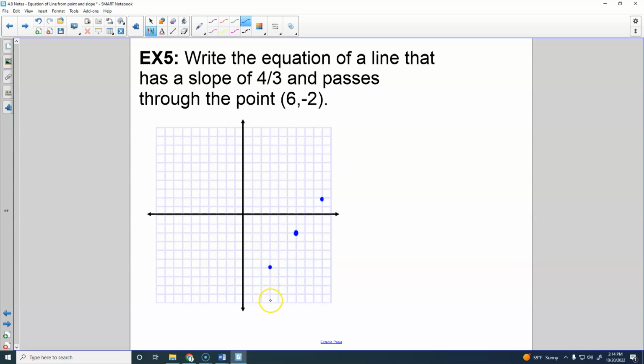1, 2, 3, 4. Okay. So if I draw in this line right here, can we write the equation of this line? We can now, right? We know we got y equals 4/3 x. And Haley, what's my y-intercept on this one?